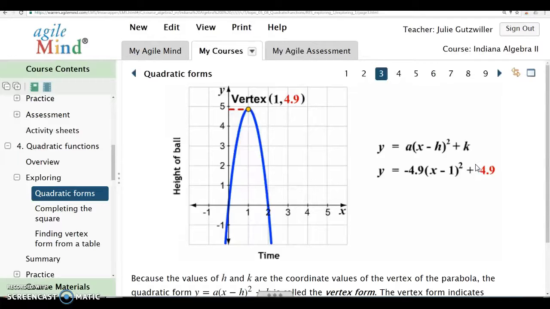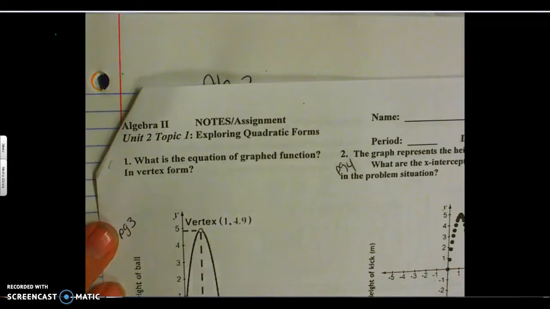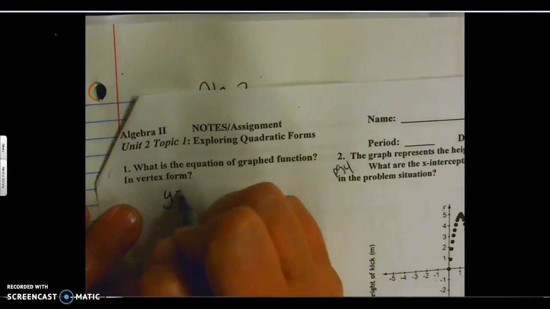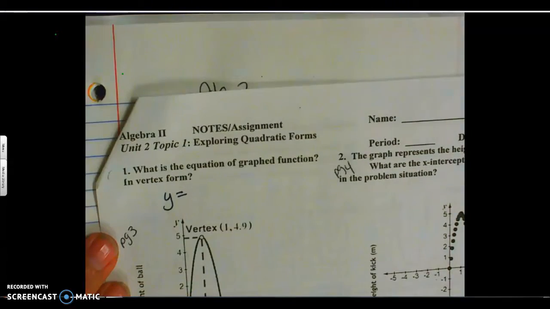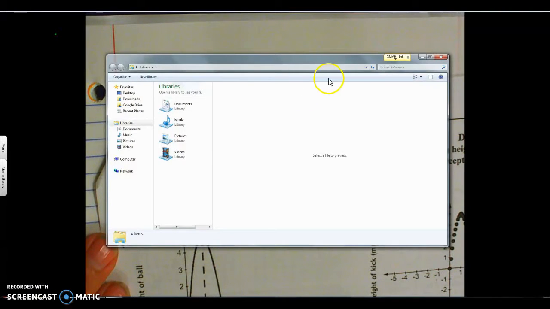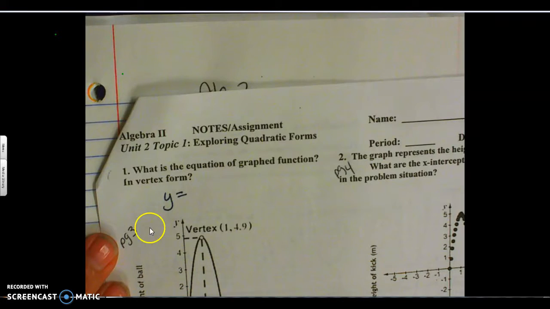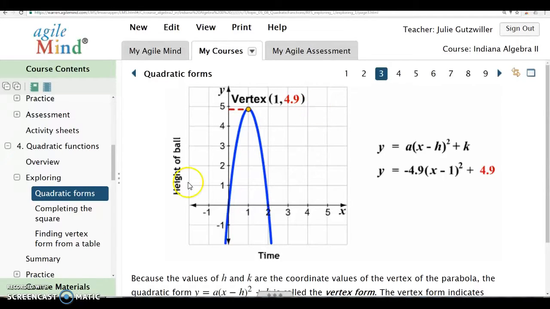And we already have that. So we can write it here. Y equals, go back to the Agile Mind. Whoops. That's not what I wanted. There we go. Accidentally clicked off of that. Okay, so it's y equals negative 4.9 (x minus 1) squared plus 4.9.